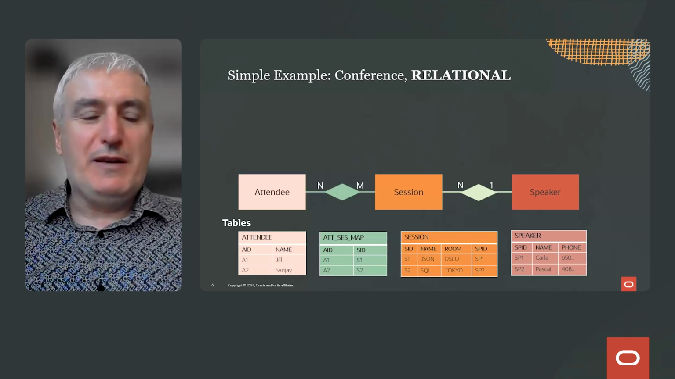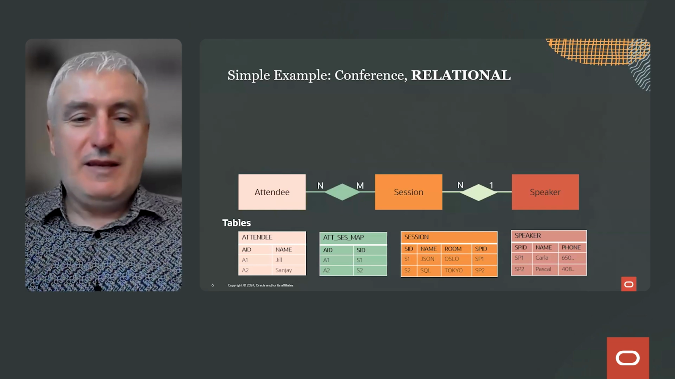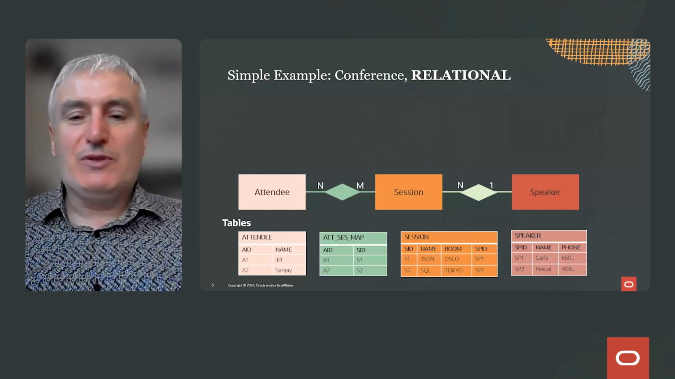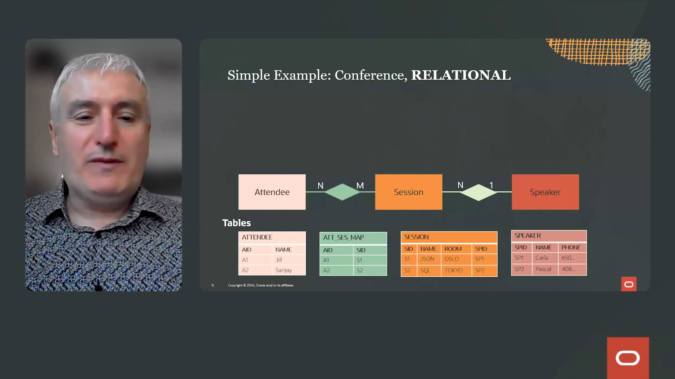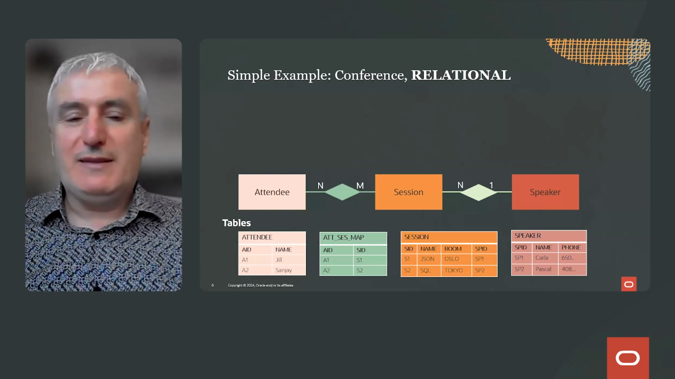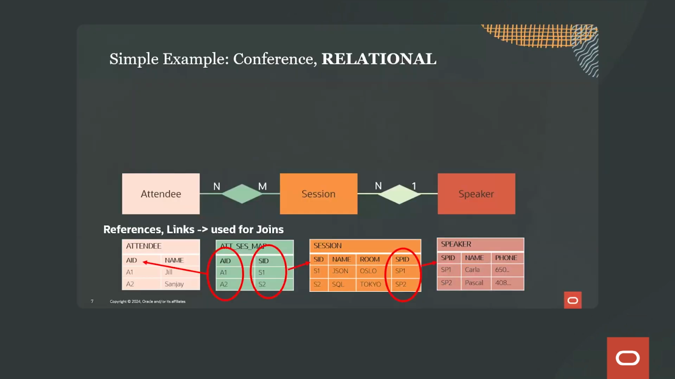And if we look at the tables behind those entities, we have the table attendee, the table session, the table speaker, and a 4th table, which is a mapping between attendees and sessions. Those tables, they have constraints. Every table has a primary key. There are foreign key constraints between the tables, as you can see from the slide.